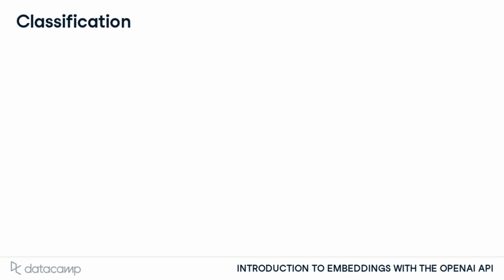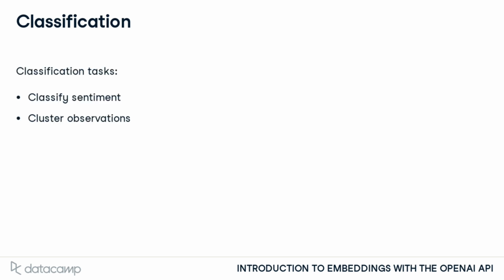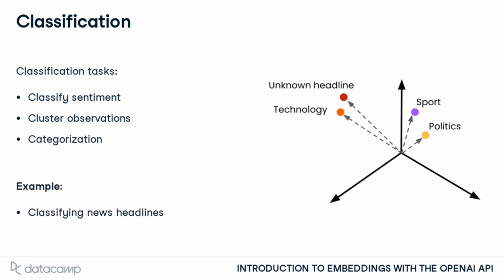The final use case we'll discuss is classification, which works very similarly to recommendation. This can be used to classify sentiment, cluster observations, or perform categorization, all based on the semantic similarity between texts. We could use embeddings to classify news headlines by embedding the headline and assigning the label closest to it.